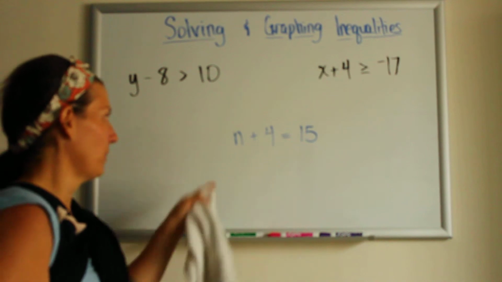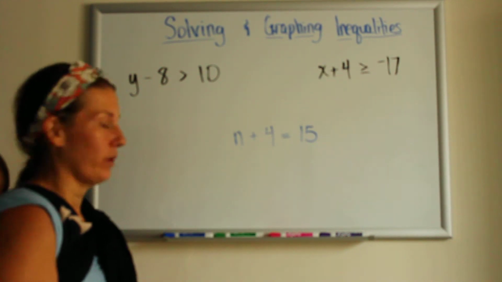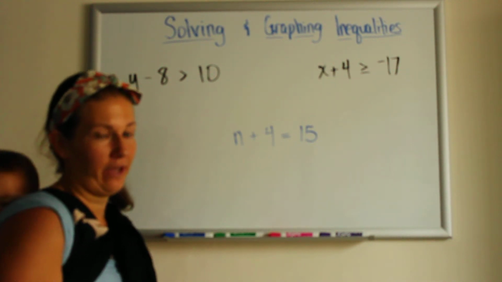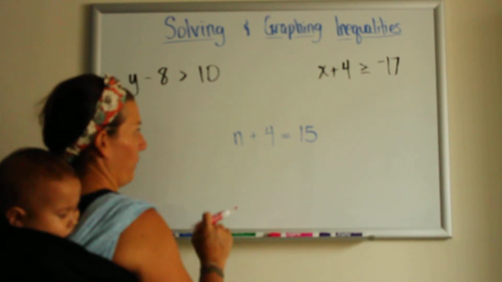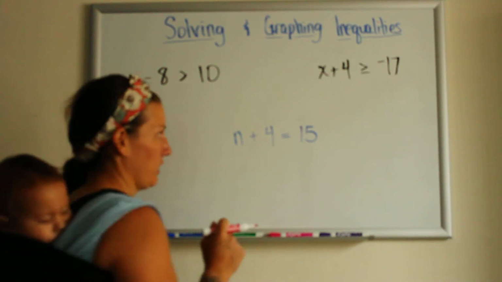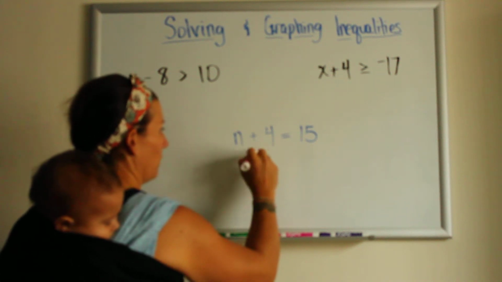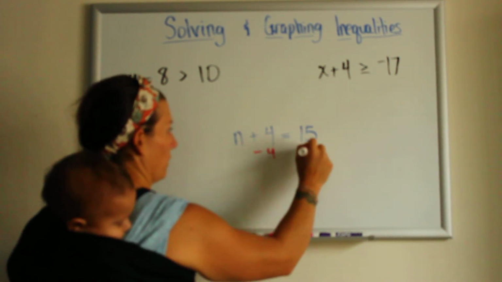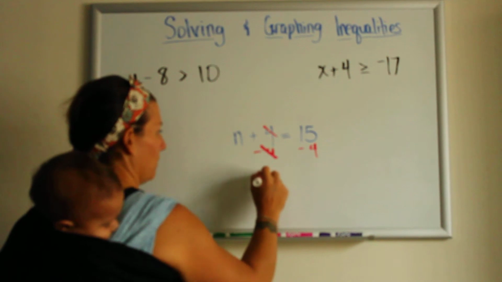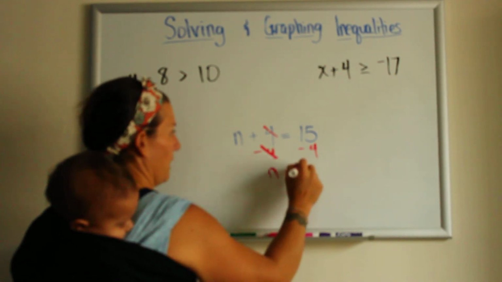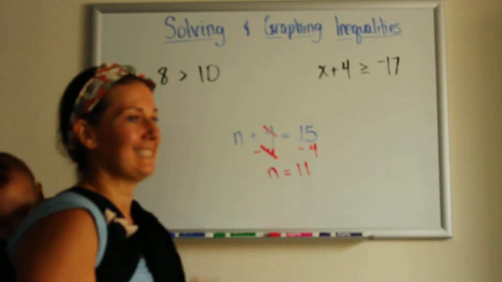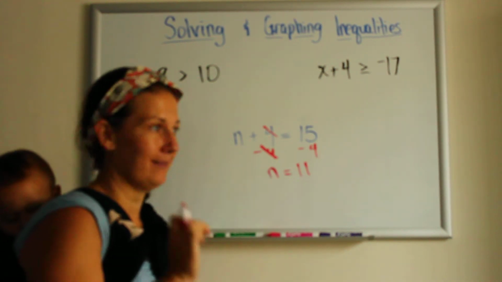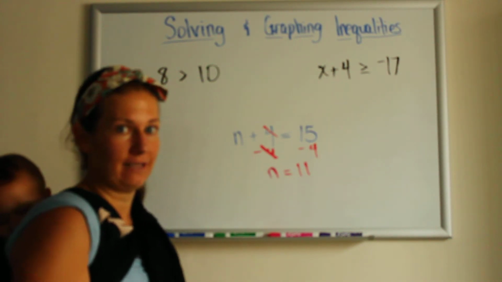So the first thing I want to look at is an equation. We're all familiar with equations and we all know how to solve those in our sleep. So if we're wanting to solve this equation, we want to isolate the variable using inverse operations. So the opposite of plus 4 is to subtract 4. Here the 4's cancel, and my solution is n equals 11. So in an equation, you get one exact, precise solution. That number is the only number that satisfies it.